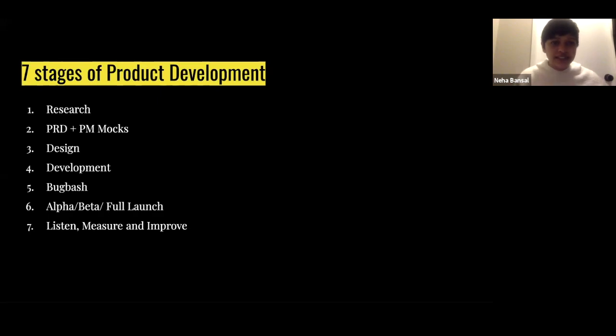Stage 6 is the launch. I'm referring to the pre-launch, which is alpha and beta, and also the full launch. Typically for software development, the launch is a staged launch whereby you roll out slowly. That's what alpha and beta are, when it's very early, and then a full launch is where it's publicly available. And the last stage is listen, measure, and improve. This is when, after you launch, you take steps to improve the product.